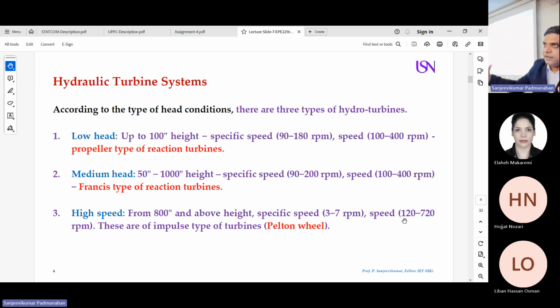As the head increases, the machine size becomes very big and you are generating a large power. In that case, the speed comes down. Sorry, I put it wrong, it's a head. I made an error here. So for the head, you can have a speed between 3 to 7 RPM and speed is 120 to 720 RPM. This is the possibility. And what type of turbine we use is the Pelton wheel.